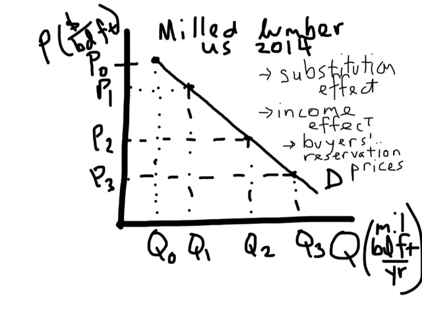In fact, the law of demand we talk about: the price goes up, quantity demanded goes down. The law of demand simply states the demand curve is downward sloping.